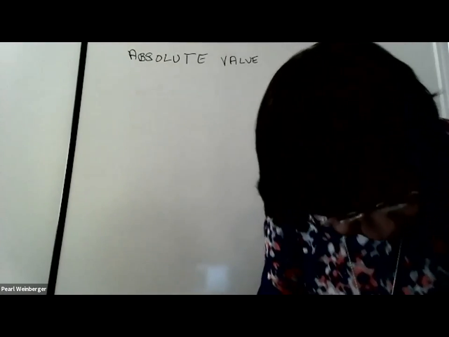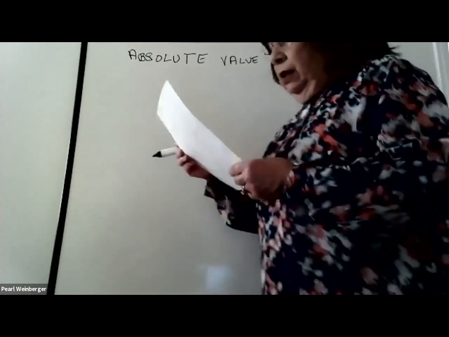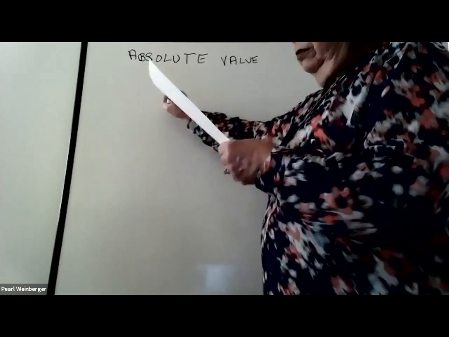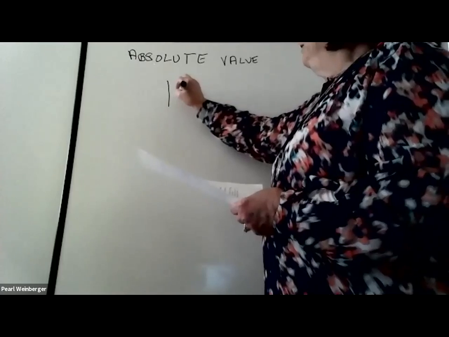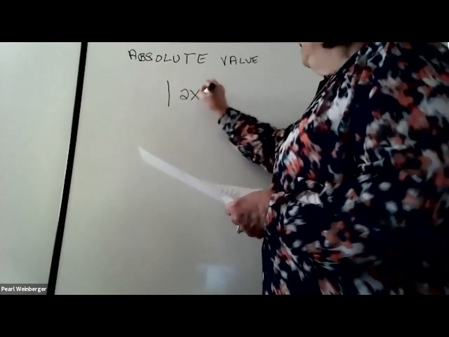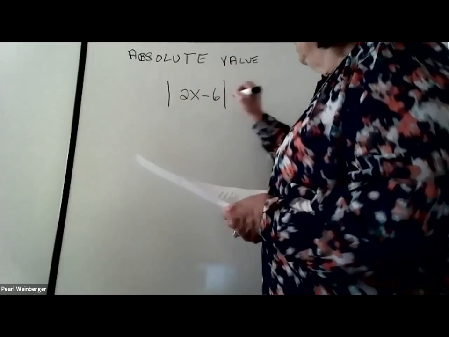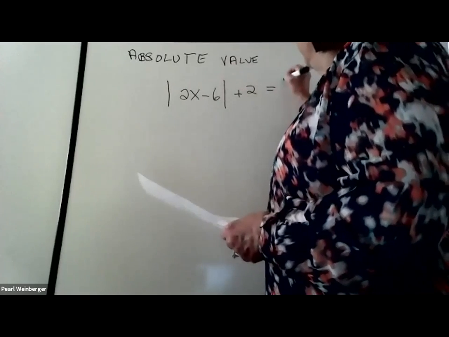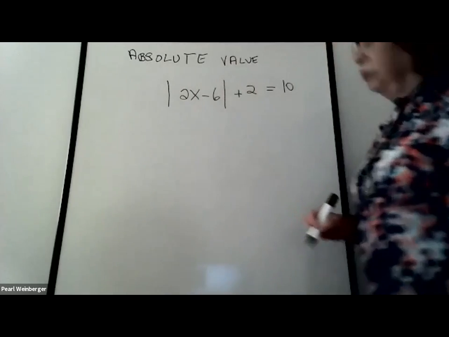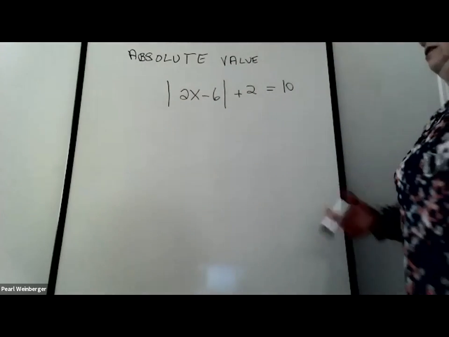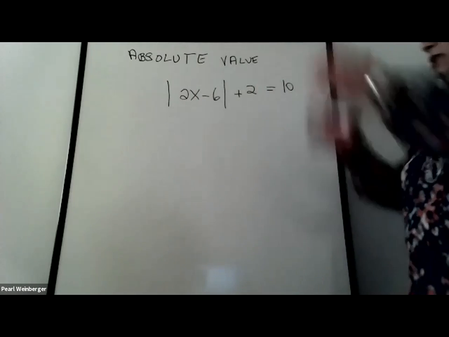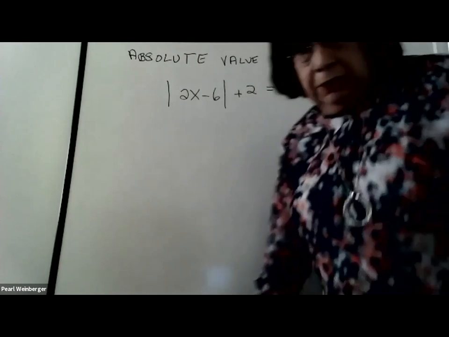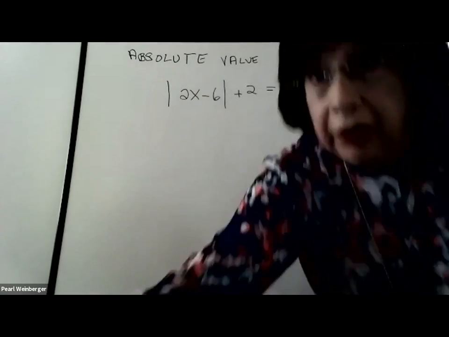Suppose I were to give you this example. The absolute value of 2x minus 6, plus 2 equals 10. Okay. Obviously, this is much more complex than just the absolute value of x equals something. But the method we're going to be using will work the same.